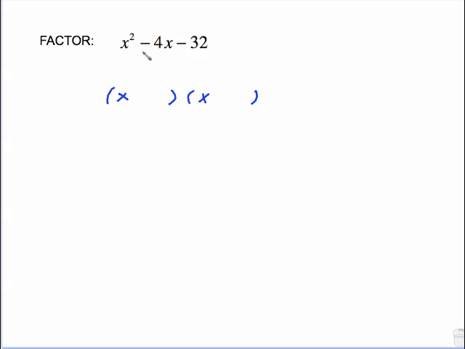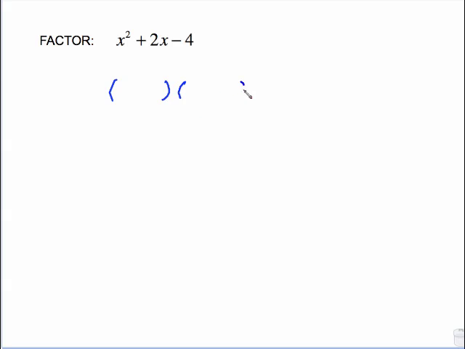x, x. Sign is negative, so we're back to a minus in the front parenthesis. Since the last sign is negative, I know the signs are different. That would have to be plus. And what multiplies to give me 32 that subtracts, because those signs are different, different signs, difference, would have to be 8 and 4.